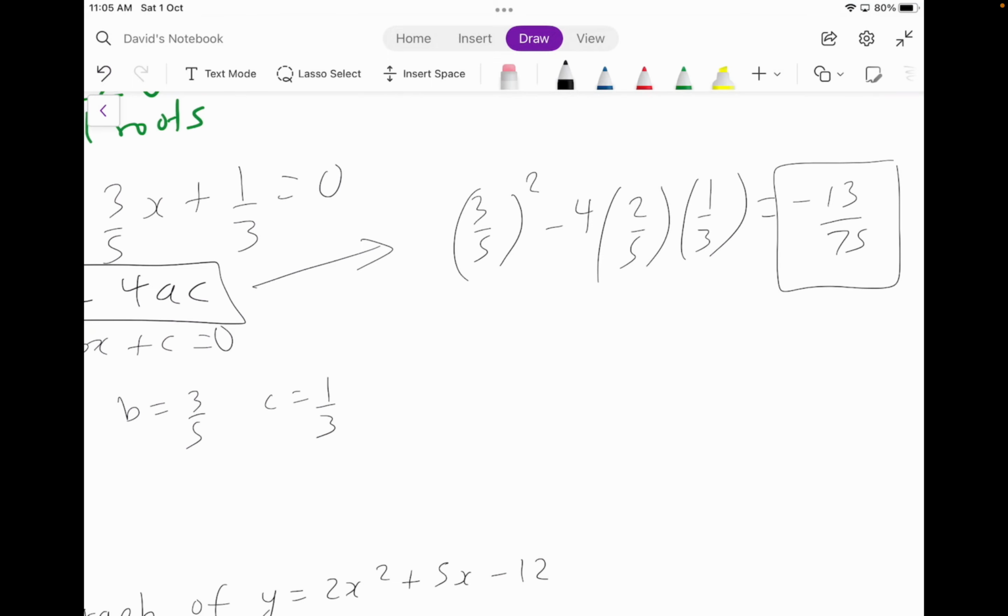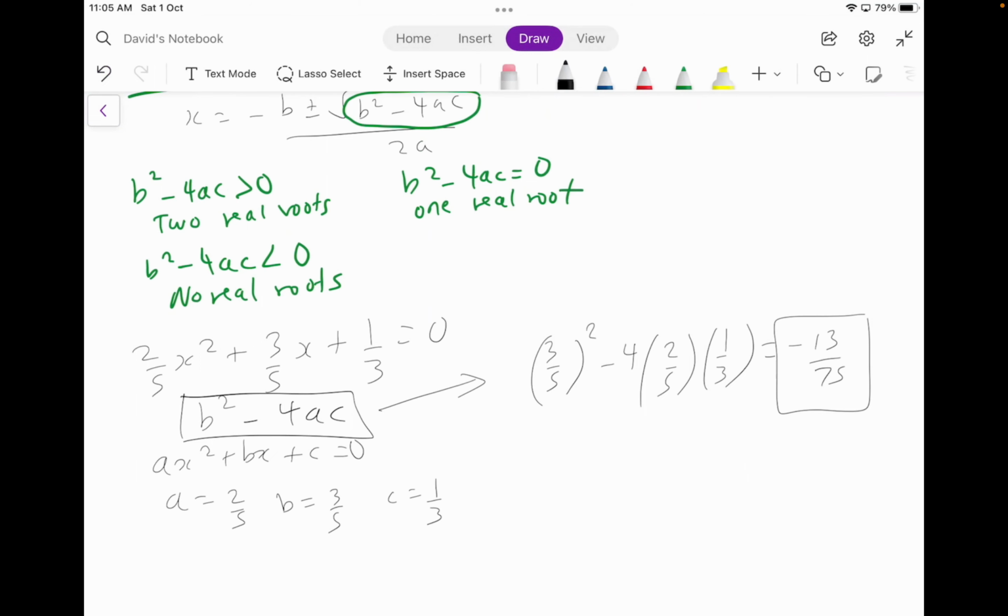Now what can you understand? The decimal form of this is negative 0.1733. That's going to be the notation in decimal form. We know which rule applies here.